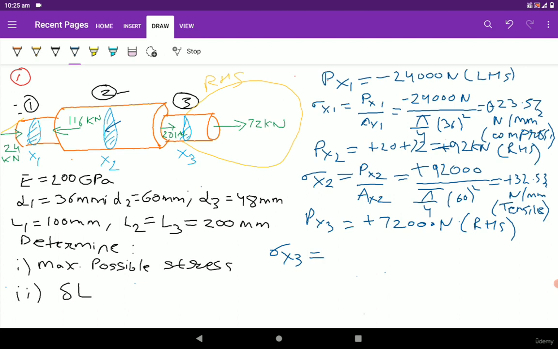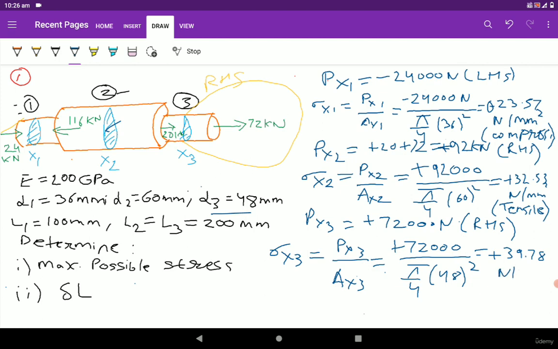So sigma x3 equals Px3 upon Ax3. The value of Px3 is plus 72,000 Newton divided by pi by 4 times d3 squared. What is the value of d3? The value of d3 is 48 millimeter, so 48 squared. After calculating, we get the value of sigma x3 as plus 39.78 Newton per millimeter square. So it is tensile in nature.